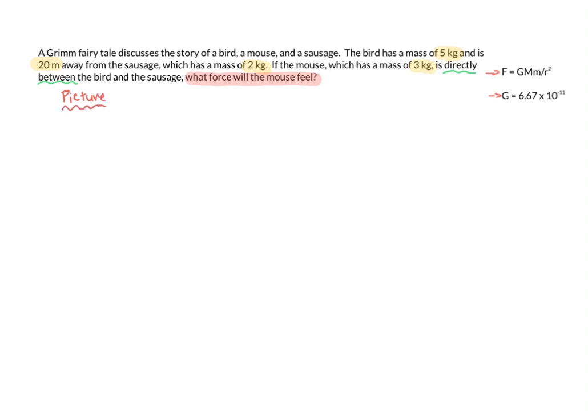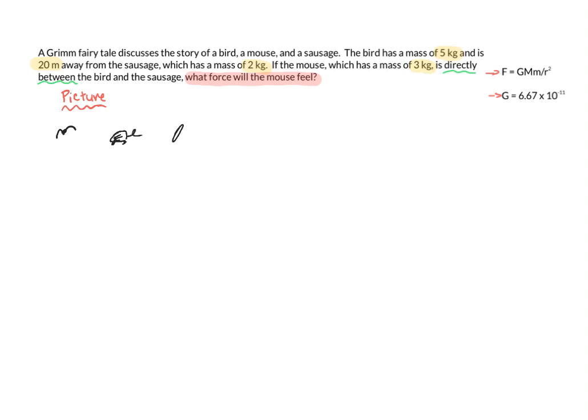So over here, we have our bird. Here, we have our sausage. And in the middle, we have our mouse. I'm going to try and draw a cute mouse for y'all. Yeah, it's a little bit cute. It's a little bit ugly. So here's our mouse.